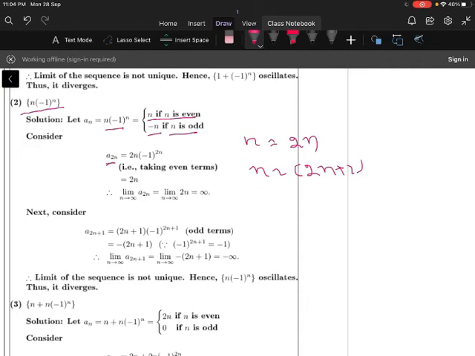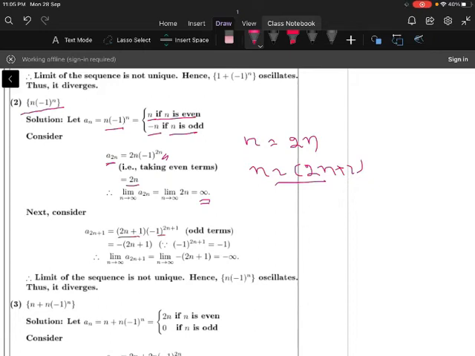So let us take when n is even, we take 2n. So therefore the nth term becomes 2n times (-1)^(2n). I have considered only even terms here. So (-1)^(2n) is positive, that is 2n. Let us apply the limit directly as n tends to infinity, that goes to what? Infinity.